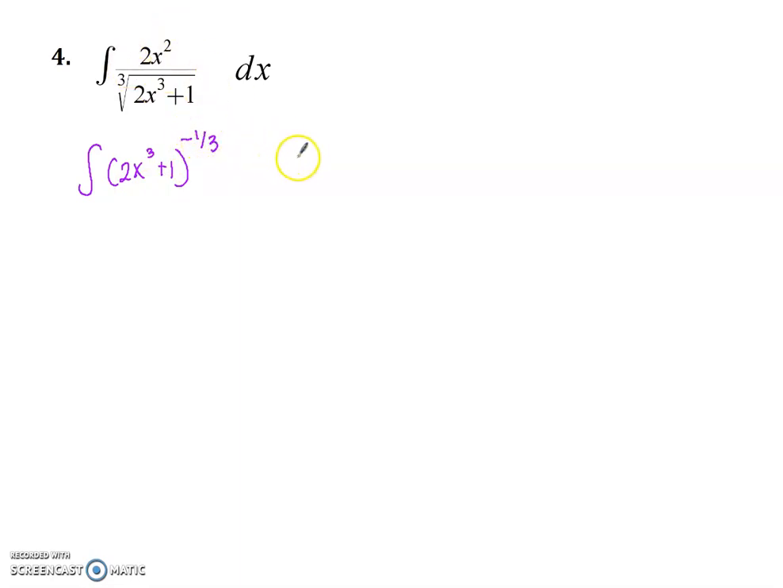The x squared, I'm just going to leave it off to the side, but the coefficient, if there's a coefficient of just a single term or a GCF of multiple terms, I'm always going to move that out to the front. So then since u is 2x cubed plus 1, that means du is 6x squared. The 1 will go away when I take the derivative. So this is what needs to match du.